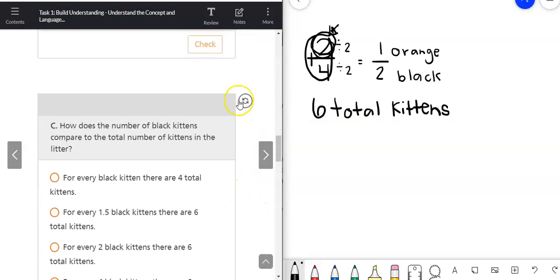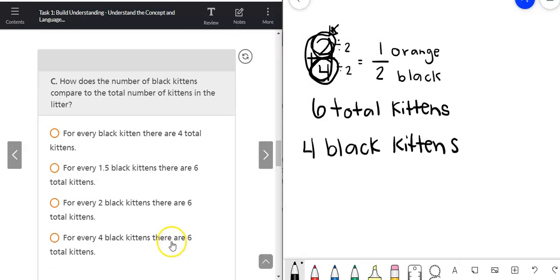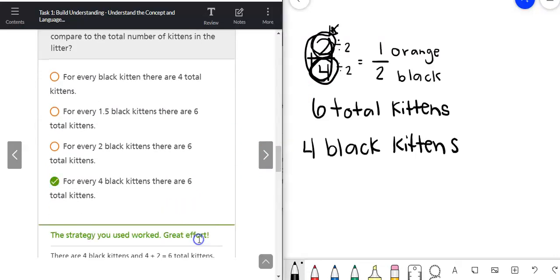Okay, let's look at C. How does the number of black kittens compare to the total number of kittens in the litter? So remember, black is right here. There's 4 black kittens and 6 total. So for every 4 black kittens, there are 6 total. Now, if you're choosing to do this in the book, yes, you do have to write that whole entire thing out right here. You're writing for every 4 black kittens, there are 6 total kittens.